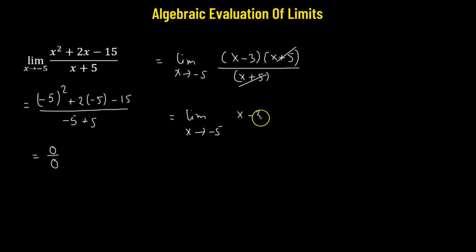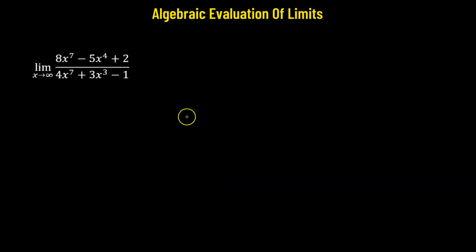So we have x minus 3. So we substitute the value of x with negative 5. So we have negative 5 minus 3, and this gives us the value negative 8. So we say that in the vicinity of x equals negative 5, the limiting value of this particular function is negative 8. Let's do another problem.